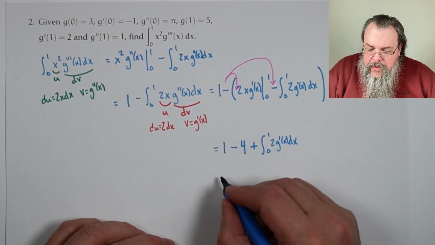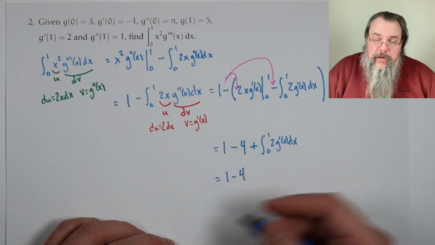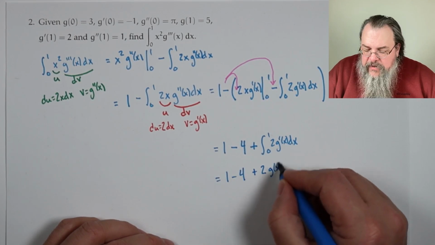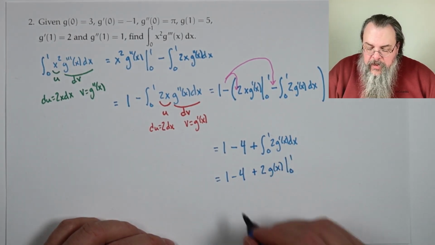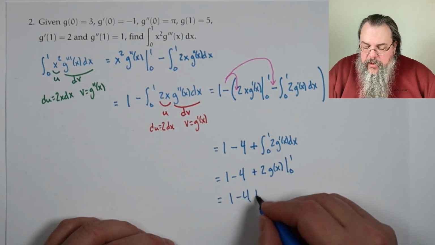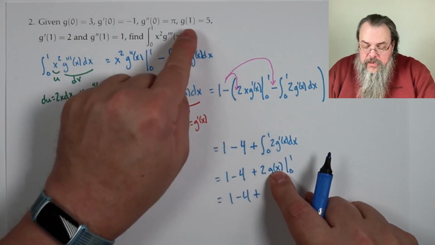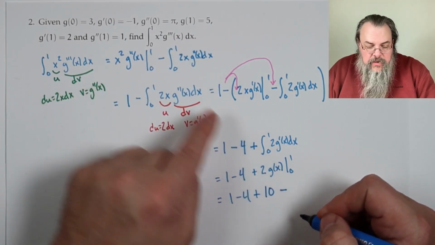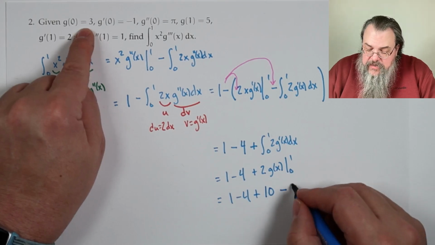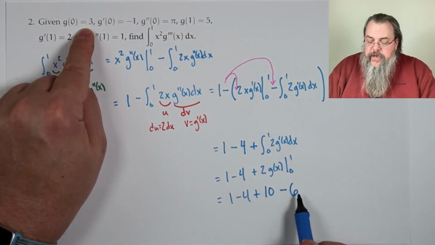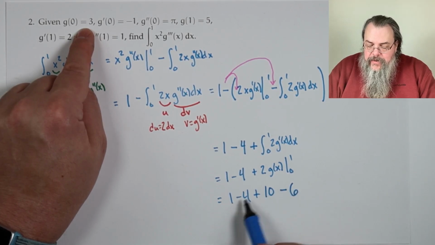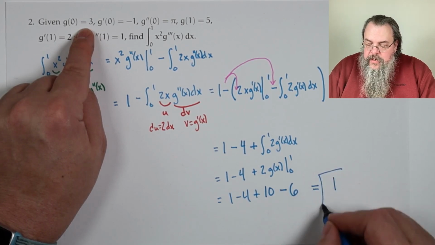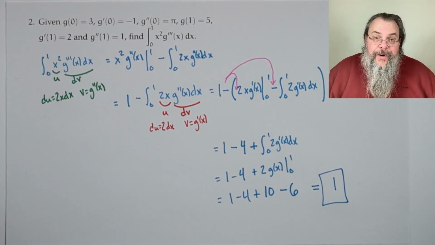And so I say, oh, okay. So that would be 1 minus 4. I guess I could have said that's negative 3, but we'll take care of that in a second. Plus 2 g of x, evaluate that from 0 to 1. Okay, so that's 1 minus 4 plus, okay, so we put 2 times g of 1, which is 2 times 5, that's 10, minus 2 times g of 0, and 2 times g of 0, that's 6. Well, minus 4 minus 6 is minus 10, plus 10. In other words, these last three terms all cancel out, which leaves us with the 1. This is the 1, number 1, value of 1.